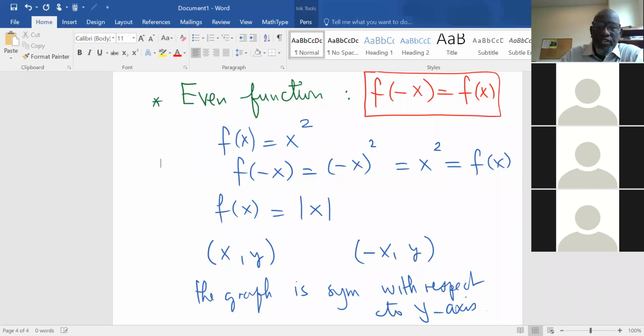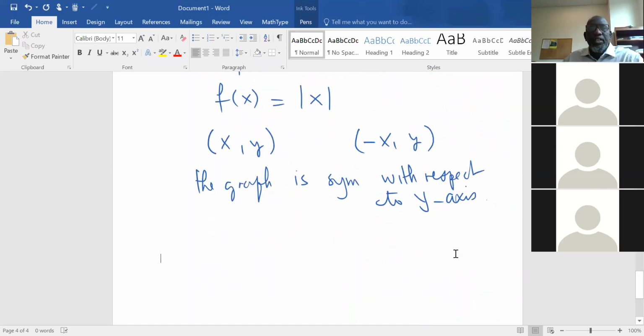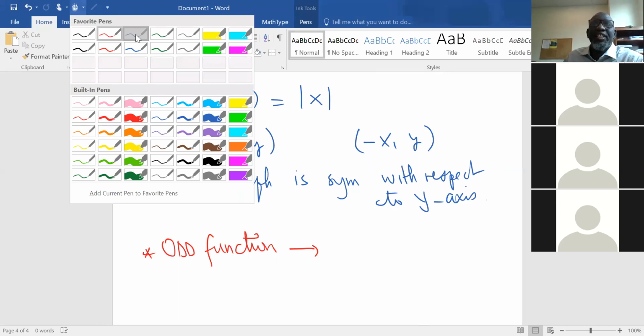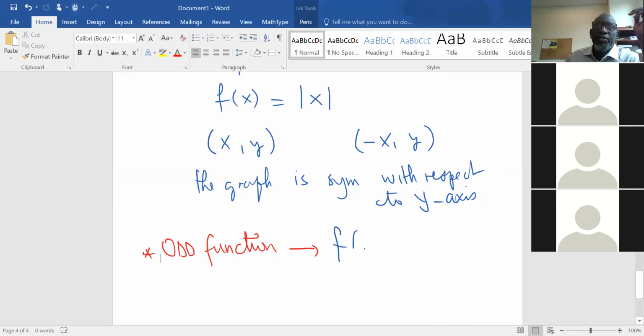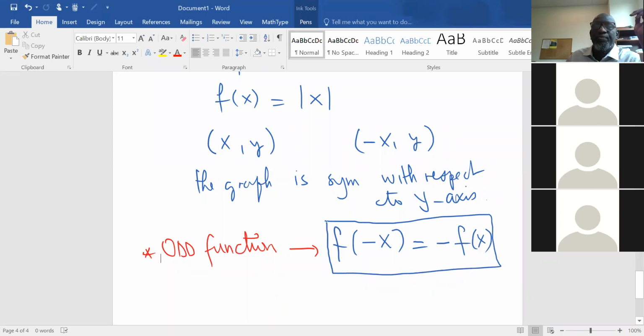Now, what do we call an odd function? An odd function is when you plug in two opposites, you don't get exactly the same number, but you get opposite numbers. So f of negative x is negative f of x. That is an odd function.